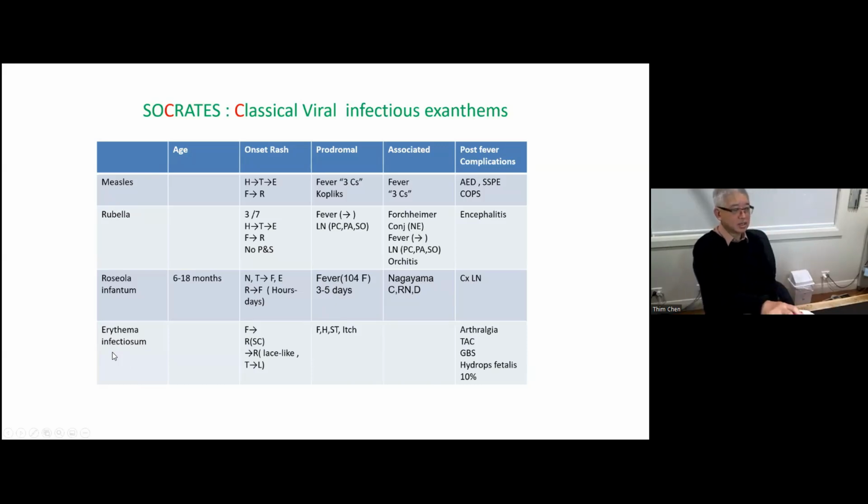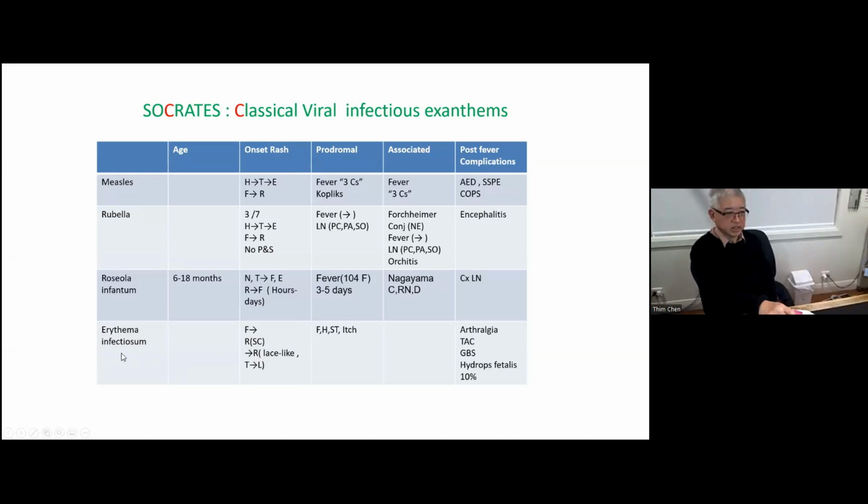So this one is interesting because there are two types of rashes. There's fever. Then the first rash comes with a slapped cheek, then goes to a lace-like or reticulated appearance, and the trunk goes to the limbs. The rash is exacerbated by emotional stress, exercise, and also by hot weather.